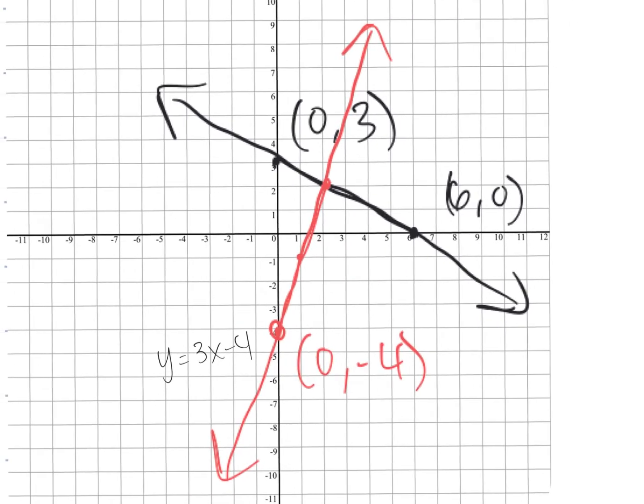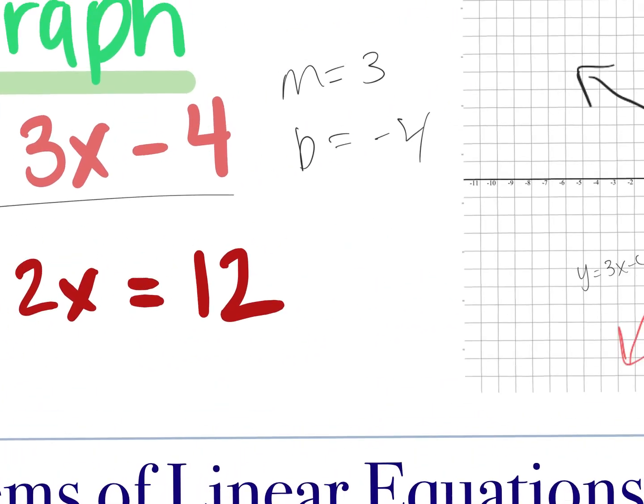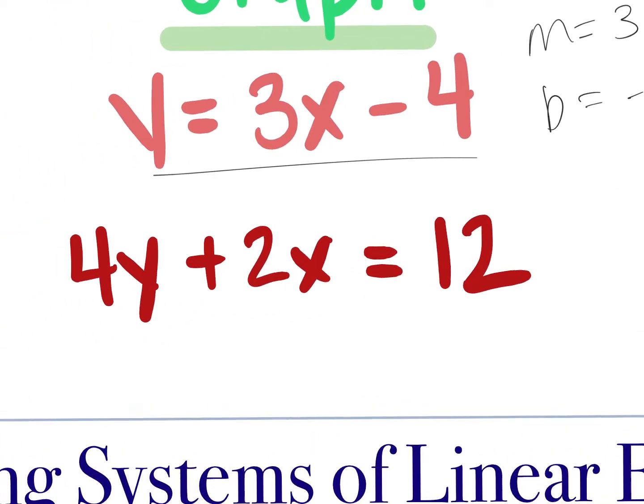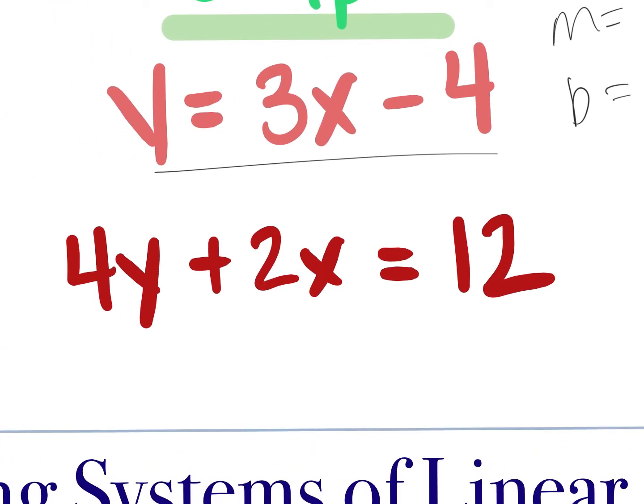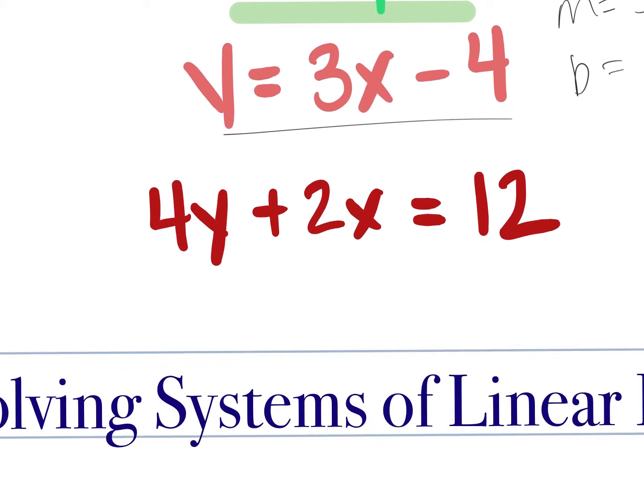Okay, the black line, the equation was 4y plus 2x equals 12. How do we go about graphing that? First, we change it to slope-intercept form. Okay, a lot of students did that. You can absolutely do that. How did you change it? First, I subtracted 2x on both sides, so it is 4y equals -2x plus 12.